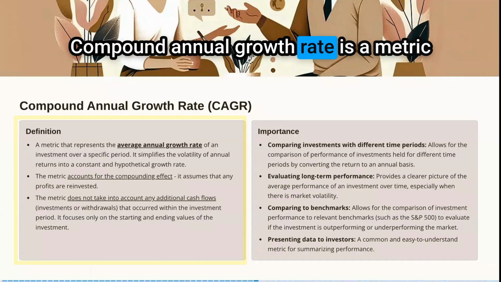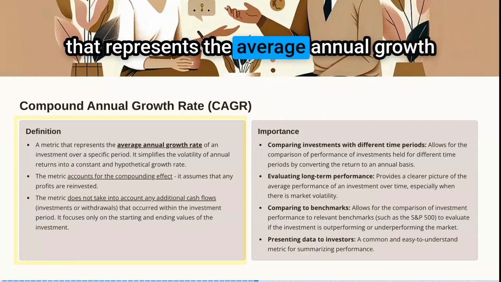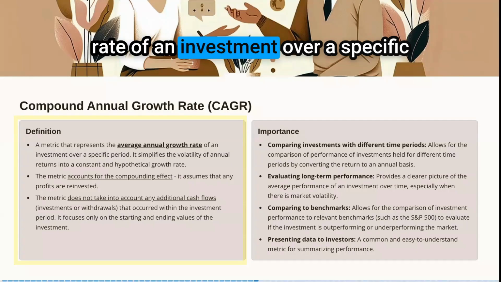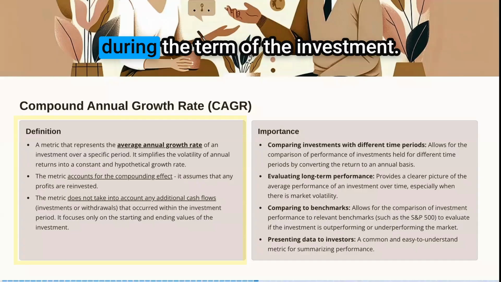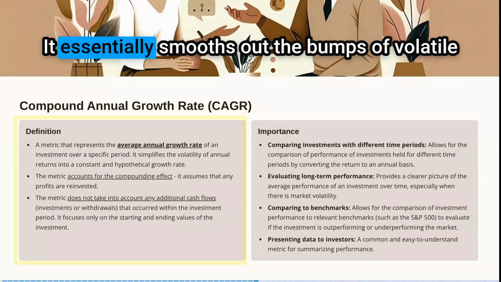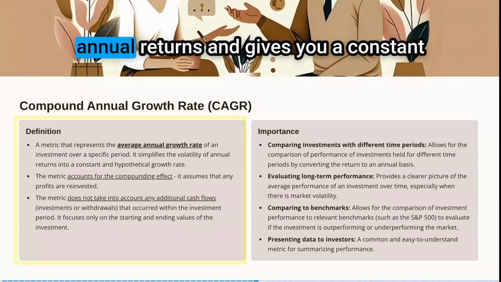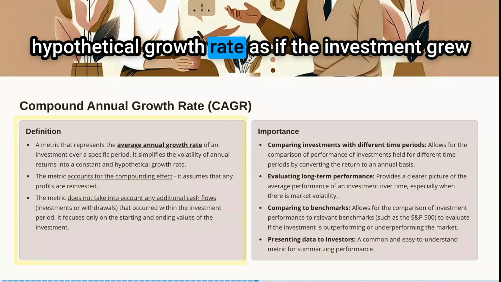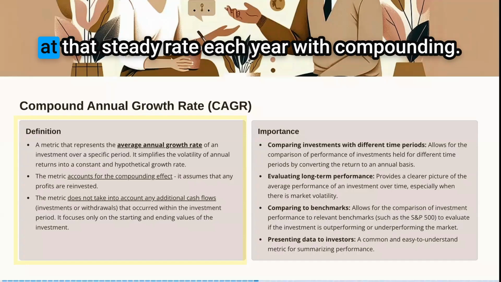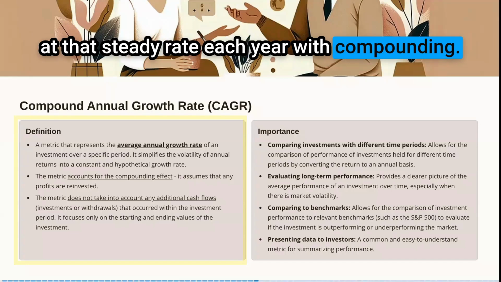Compound annual growth rate is a metric that represents the average annual growth rate of an investment over a specific period, assuming the profits are reinvested during the term of the investment. It essentially smooths out the bumps of volatile annual returns and gives you a constant, hypothetical growth rate, as if the investment grew at that steady rate each year with compounding.